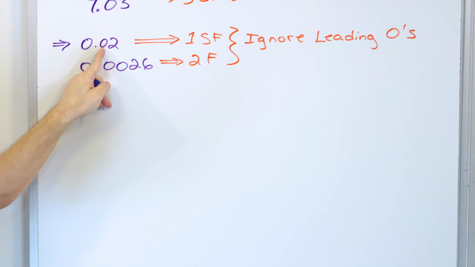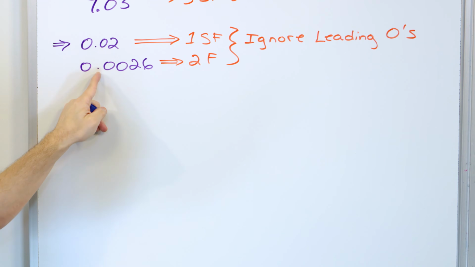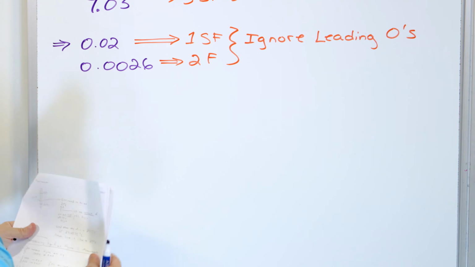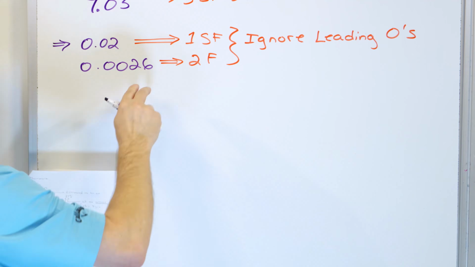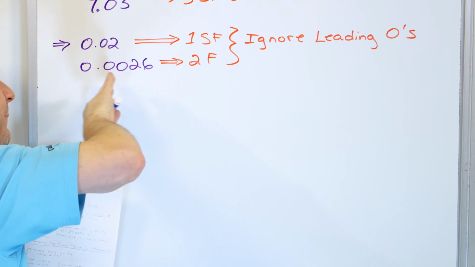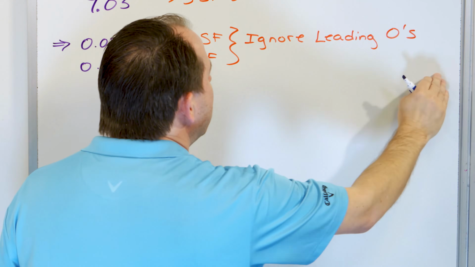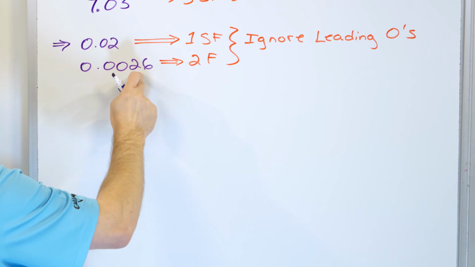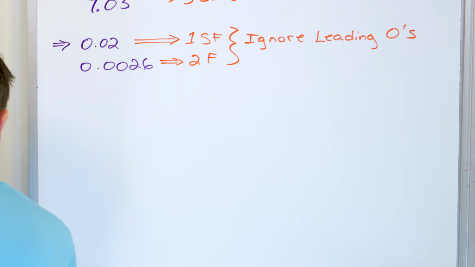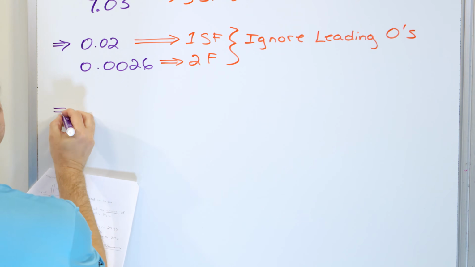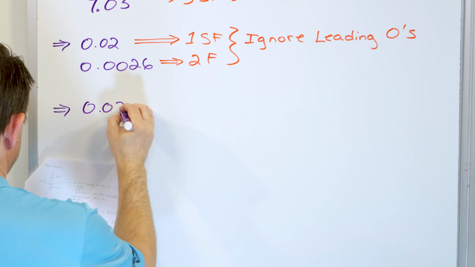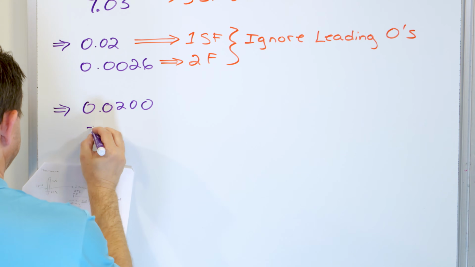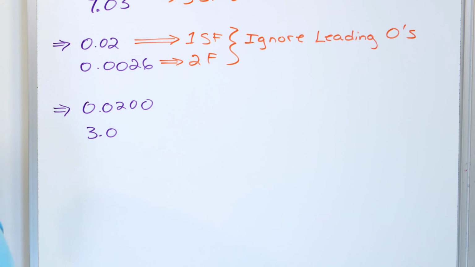Same thing for any zeros that are after the decimal point. They're only showing the position of the decimal. These zeros are only here to show me that these 2 numbers are worth less in the number. They don't serve a function other than to pad the decimal point. So ignore all leading zeros, 1 significant digit, 2 significant digits like this. All right? And this is the only rule that I think is a little confusing to people. Let's give an example, 0.0200 and 3.0. How many significant figures are in these numbers?